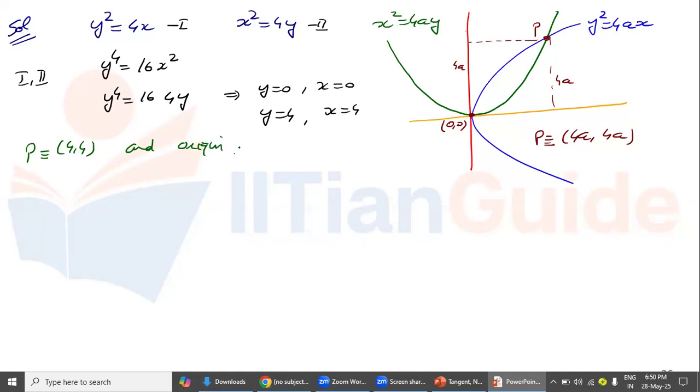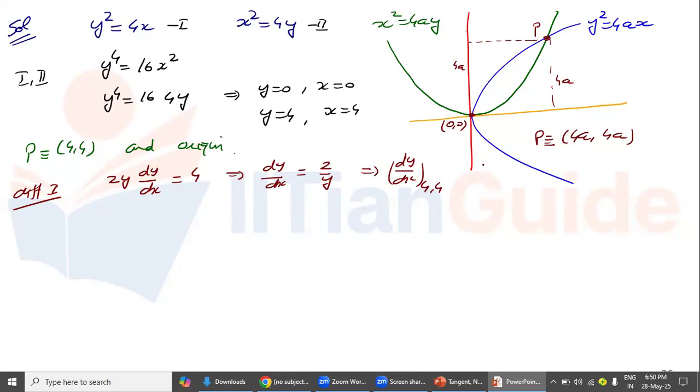Normal method, usual method, I will differentiate equation number 1 and equation number 2. So differentiate equation number 1. Okay, I can write 2y dy by dx, that is 4. Or the value of dy by dx I am getting is 2 by y. But I need to find the dy by dx at the point 4, 4. So dy by dx at the point 4, 4, x coordinate is 4, y is also 4. That gives me 2 by 4 or 1 by 2. This is the slope of the tangent on the first curve.